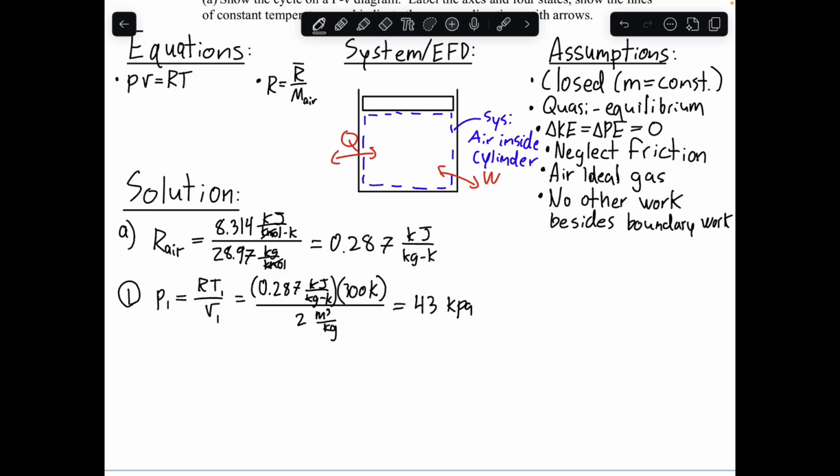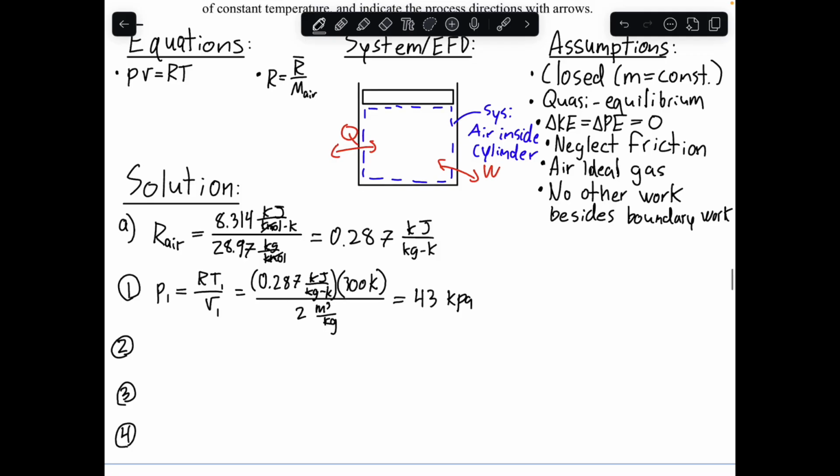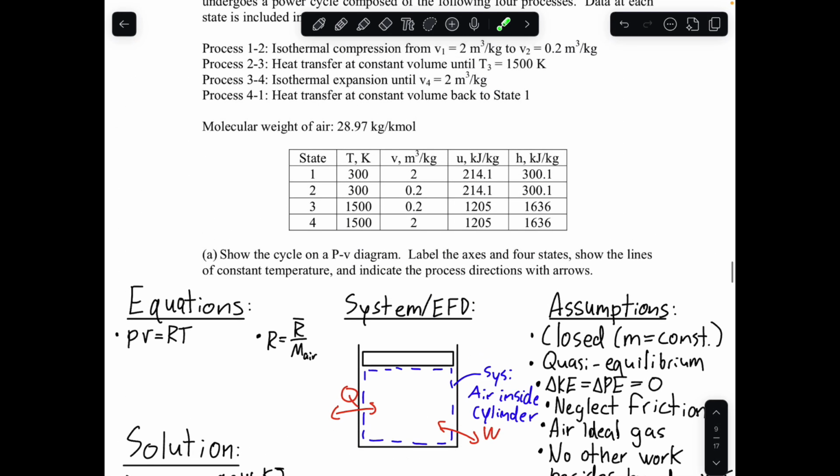And then we just do the exact same thing at all of the other states. I know it's kind of a lot of calculation, but that's all we need to do. So I'm not going to write out all of the different values here, but we would do the exact same thing for P2. P3 is equal to R times T3 over V3, and then P4 is equal to R times T4 over V4. And so again, we have R in each of these cases. It's still going to be the same 0.287. And then we have the temperature and the specific volume from our table up here.